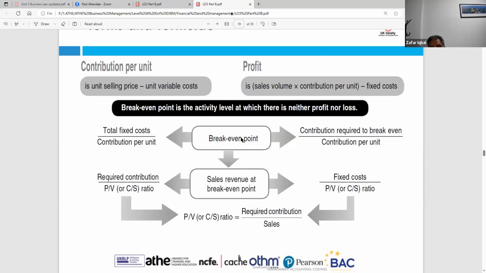The break-even point: we need to know how much contribution that particular product is generating and how much revenue it is generating. The break-even is where the total cost is equal to total revenue. There is no profit and no loss. In other words, the break-even point is a particular point in a business where there's neither loss nor profit. Anything over this point will give you profit, and anything under this point will tell you there is a loss area. And this is why the contribution is very important.